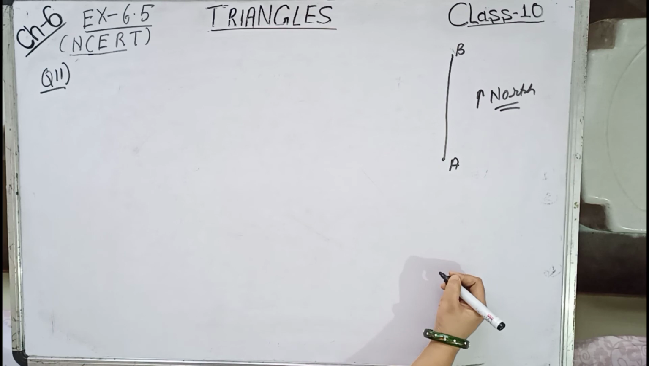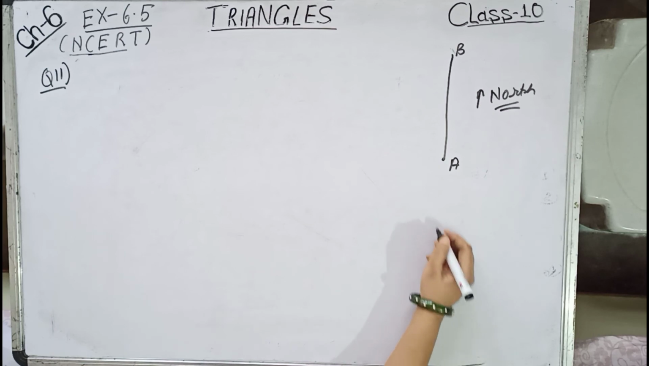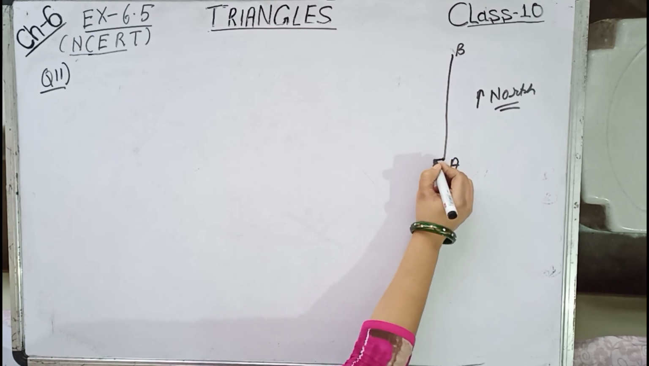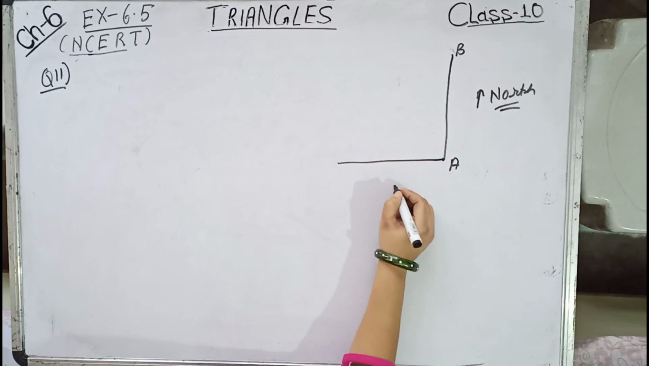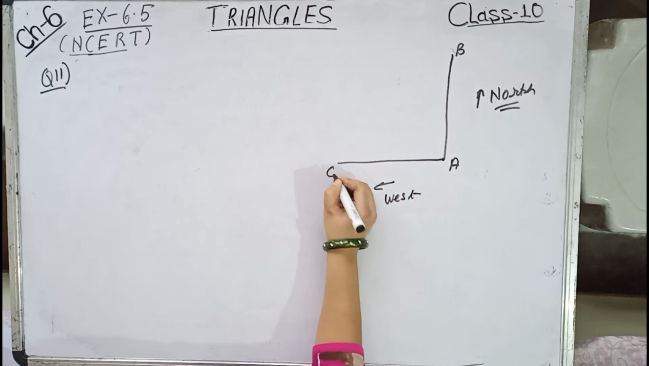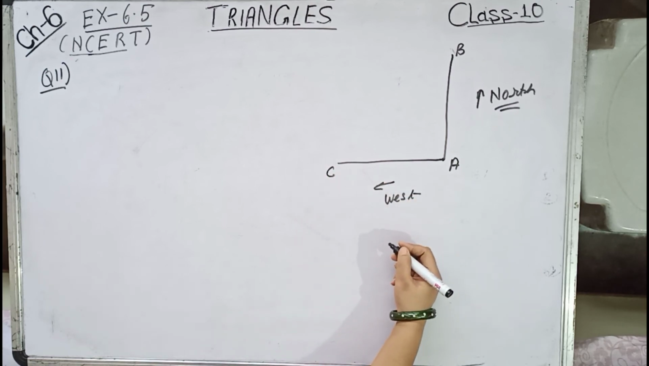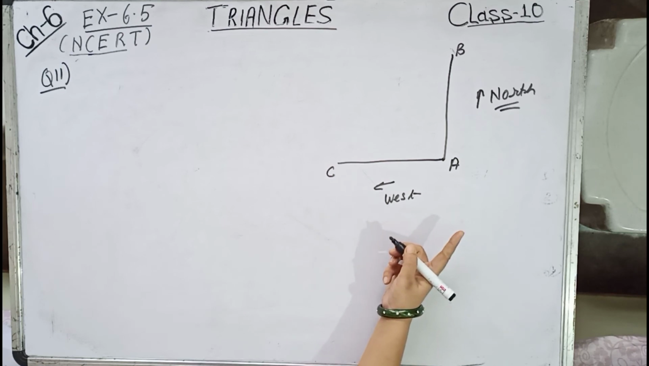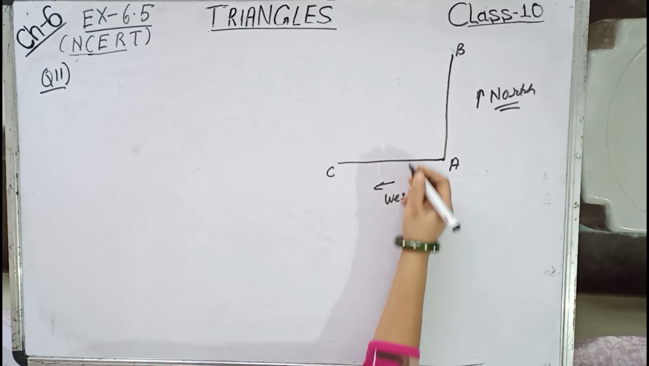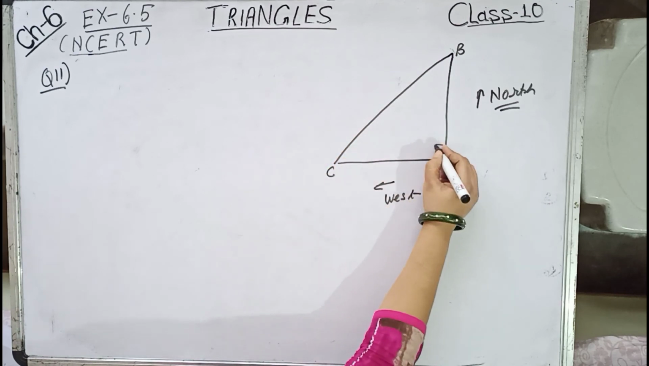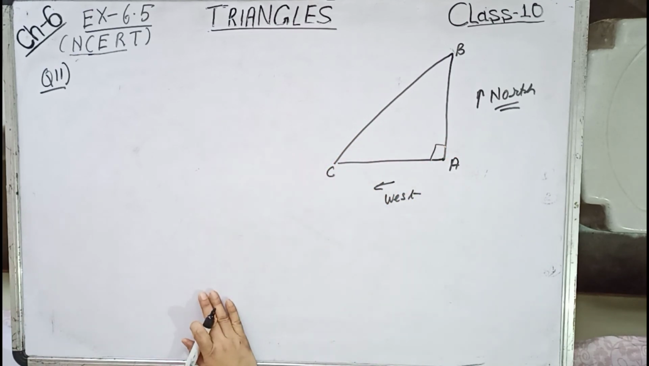At the same time another plane leaves the same airport A and flies due west at a speed of 1200 km per hour. How far apart will the two planes be after 1.5 hours? Obviously, since north and west are perpendicular to each other, the directions are perpendicular.